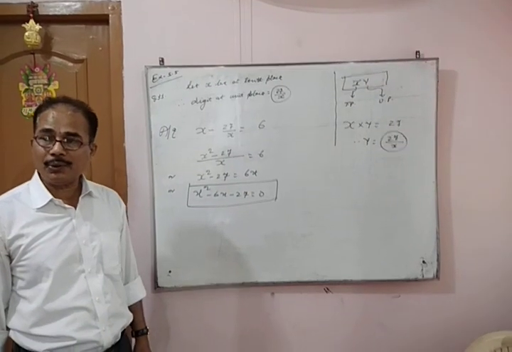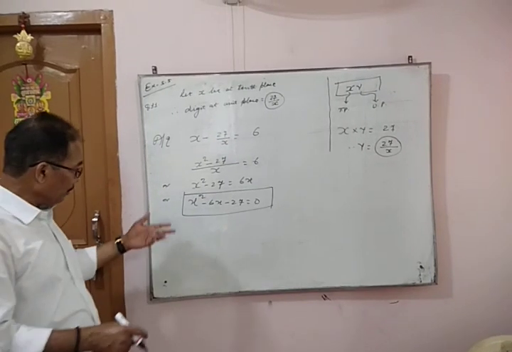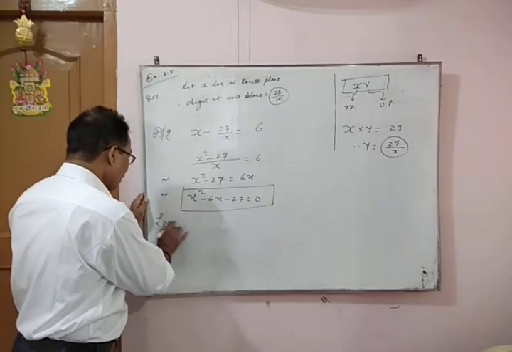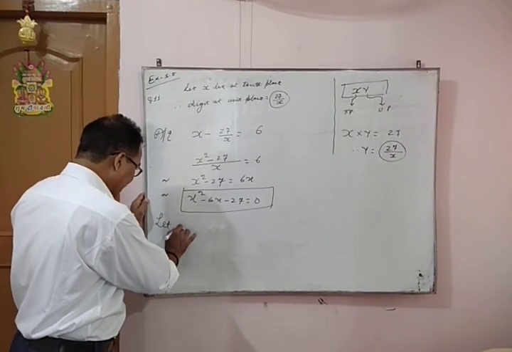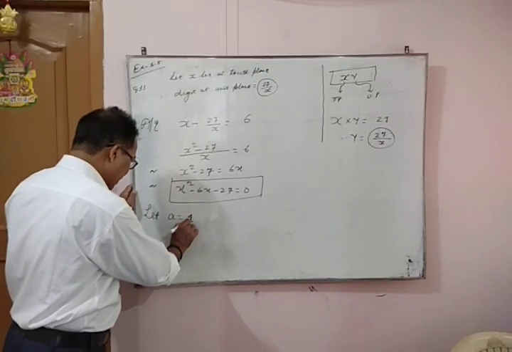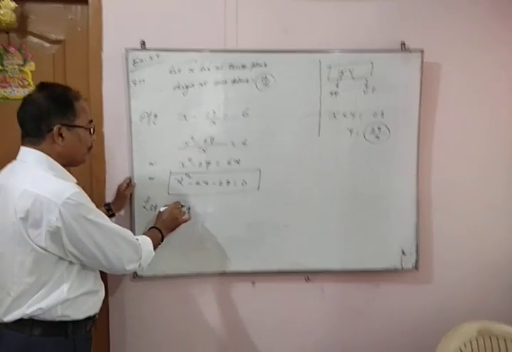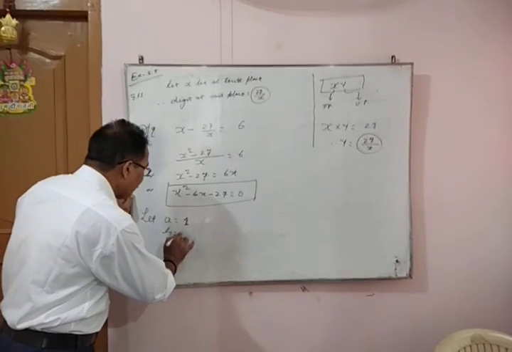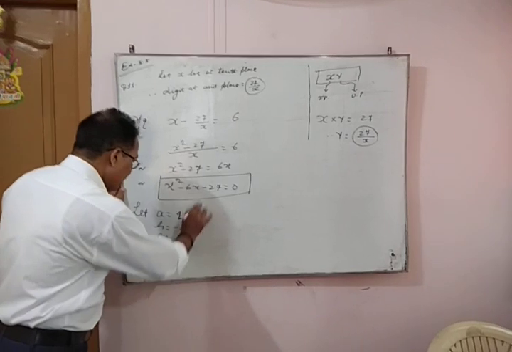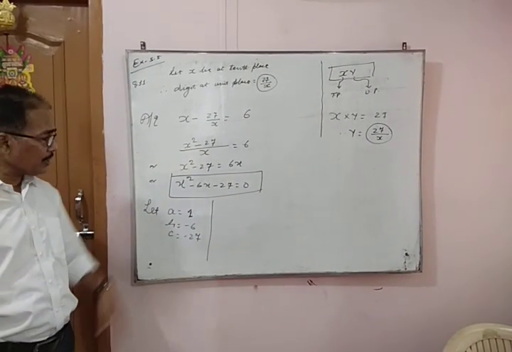Now what will you do? Use the formula. Find the values of a, b, c: the coefficient of x square will be a, so let a equal 1. The coefficient of x square is 1 in this question. b equals the coefficient of x. Here the value of b will be minus 6 and c equals minus 27. This is the value of a, b, c in the question.